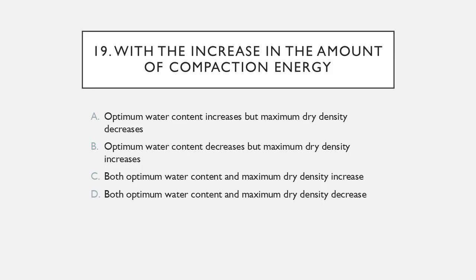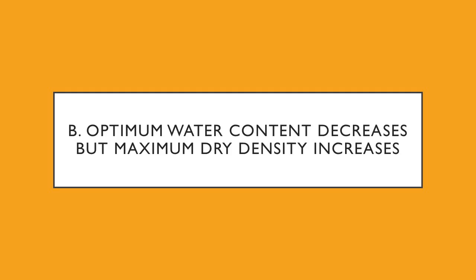19. With the increase in the amount of compaction energy: A. Optimum water content increases, but maximum dry density decreases. B. Optimum water content decreases, but maximum dry density increases. C. Both optimum water content and maximum dry density increase. D. Both optimum water content and maximum dry density decrease. B. Optimum water content decreases, but maximum dry density increases.